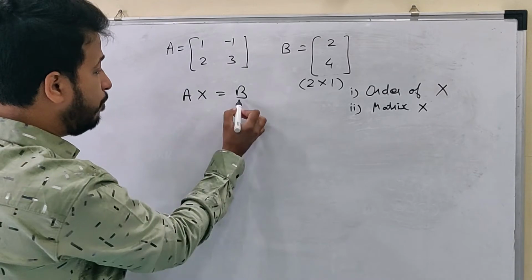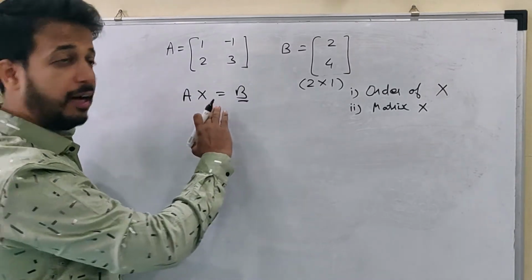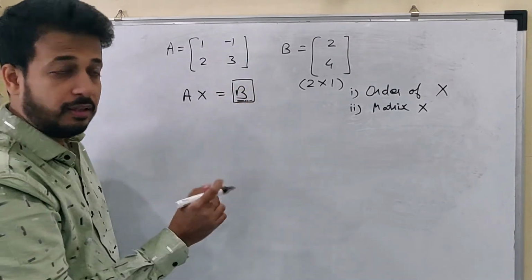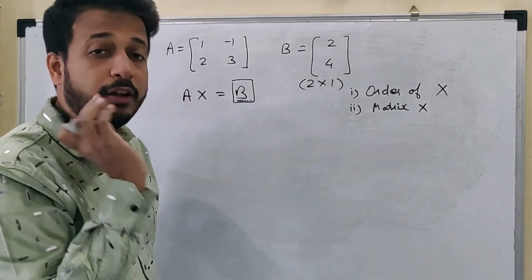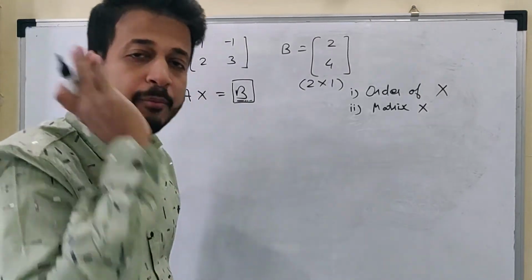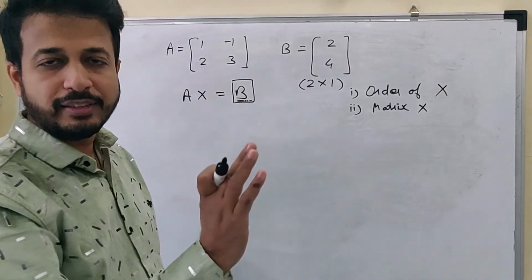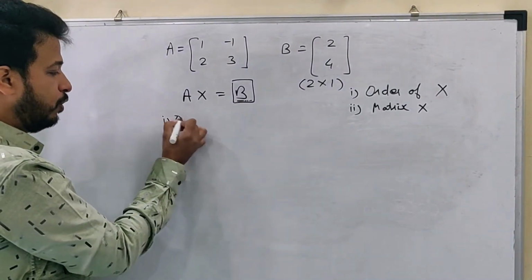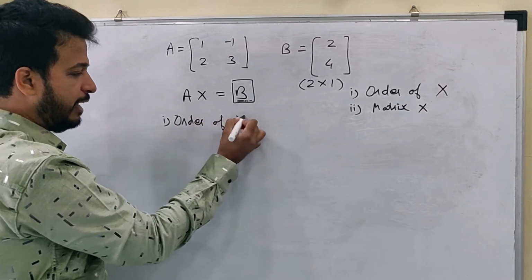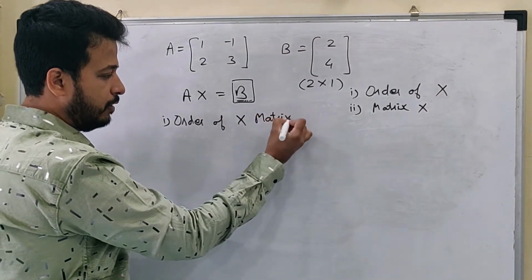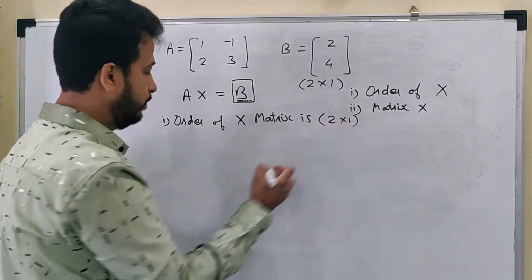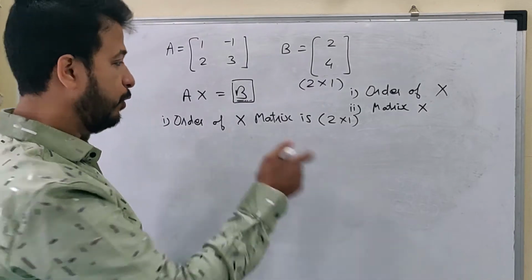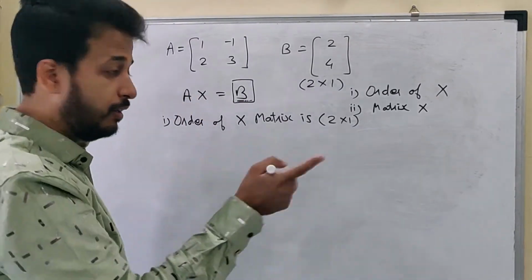Whatever order you have of B matrix, which is on the other side of the equal to sign, X matrix which is unknown will have the same order. It has to be of the same order. So my first answer, order of X matrix is 2 by 1. As you write down this answer, you get 1 mark. Next 2 marks you will get when you can find the X which is your unknown matrix, right?